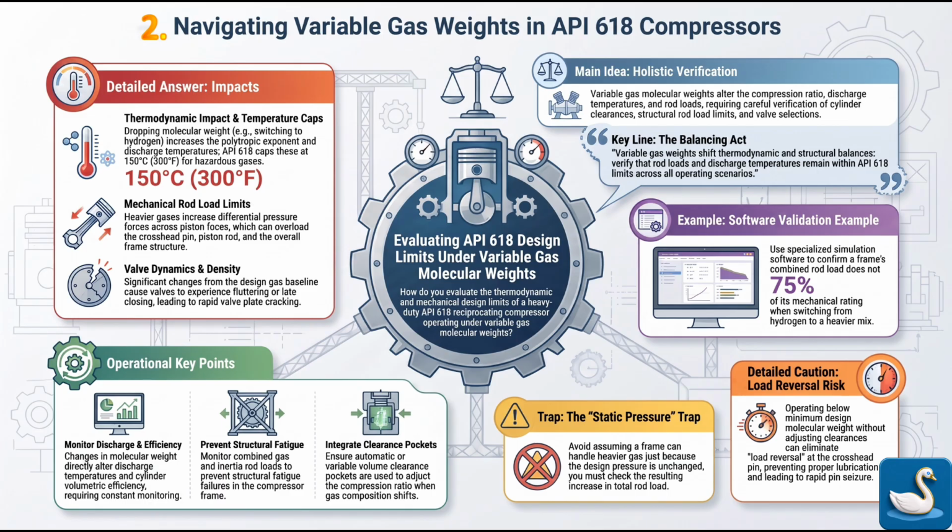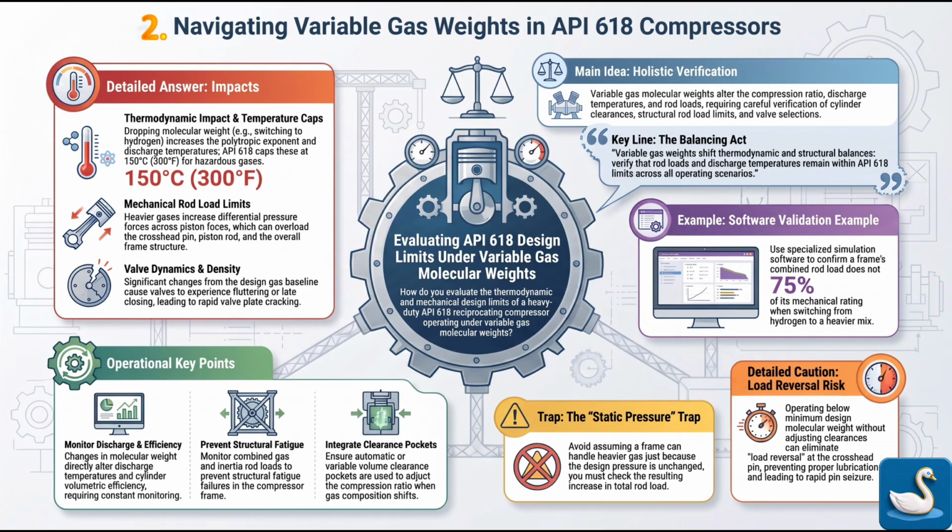Through rigorous computational validation. For example, when switching a machine from a hydrogen-rich stream to a much heavier hydrocarbon mix, I utilize specialized compressor simulation software. And what's your benchmark? My standard is to confirm that the frame's combined rod load, which includes both the gas load and the inertia load of the heavy moving parts, does not exceed 75% of its mechanical rating. Why only 75%? That 25% buffer is absolutely essential for absorbing transient process spikes.